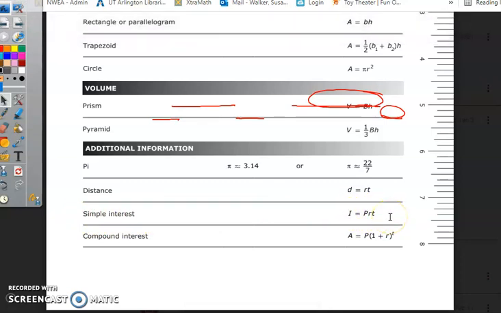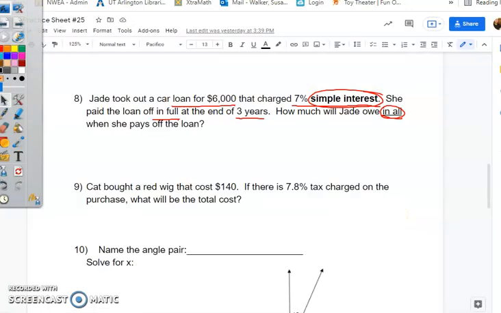I equals PRT. I party, right? Remember that. So when it's simple interest, I equals PRT. We always write our formula, guys. Always, always. Okay? Now we're going to plug in our numbers. Okay? P is for principal. That's the money that we're starting with. That's $6,000. Okay? The rate is your percent. 7%. But remember, we have to change the percent to a decimal.